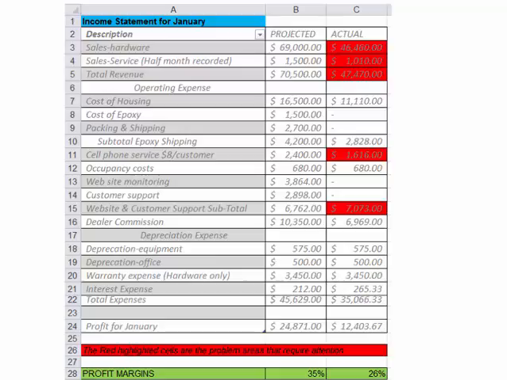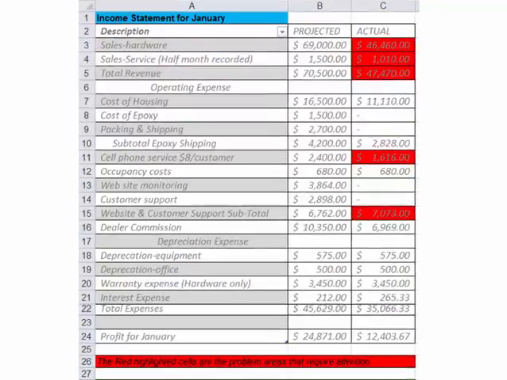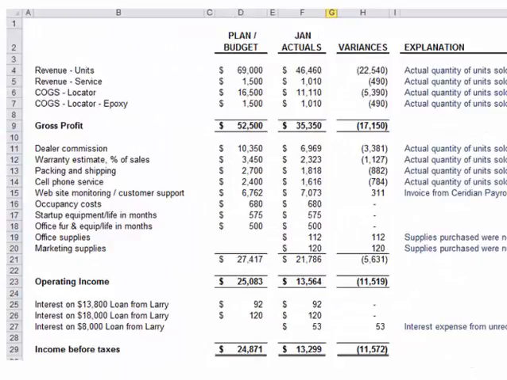Since the two columns don't match, it would be nice to have a difference column so that the client could immediately see where the differences were. So this one's readable, it's just not optimized. Here's one that the client would find a little easier to read. Notice that there's not a lot of color that's needed. You have the budget, you have the actual, you have the differences, and then you have an explanation for the differences. So this is crisp and clean, and it's easy to read.